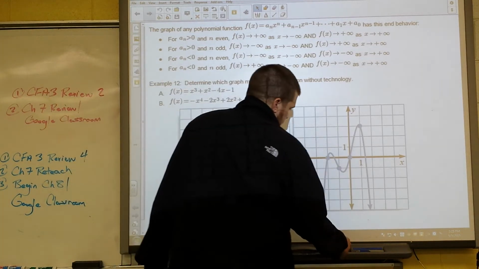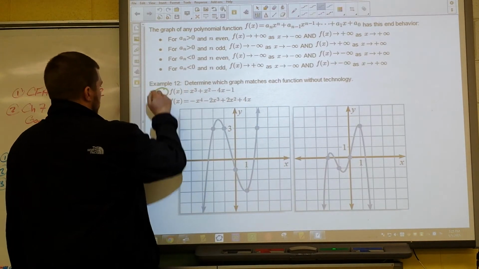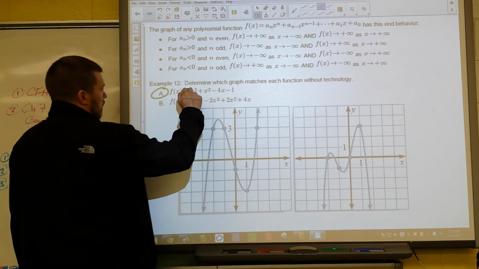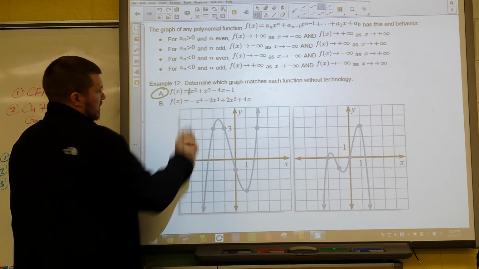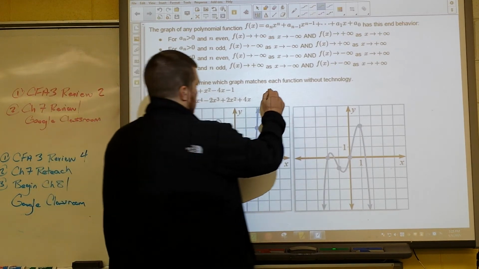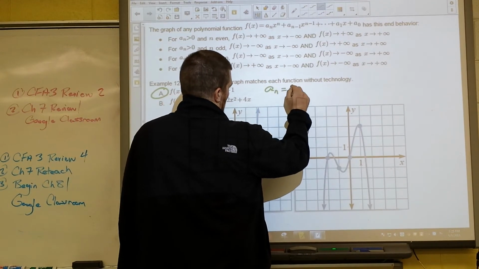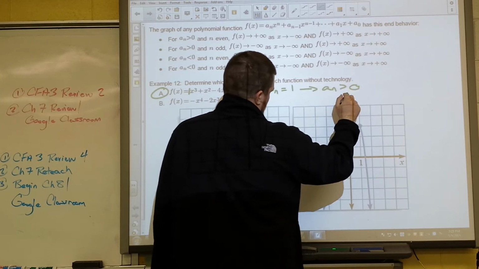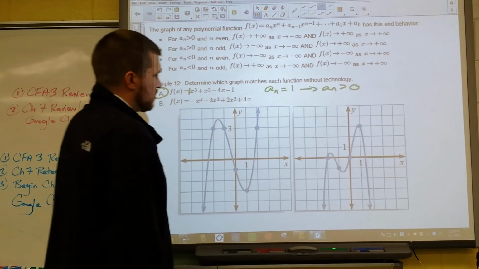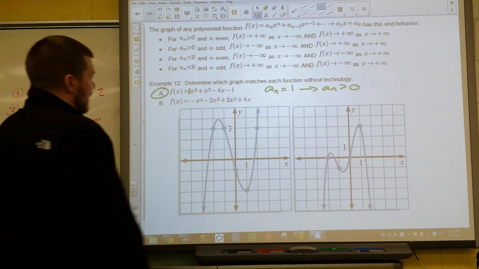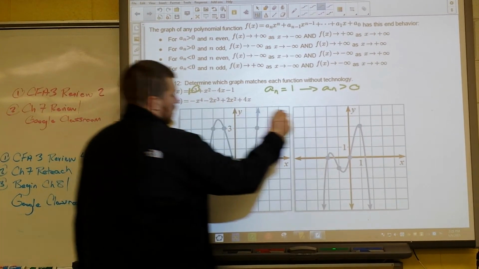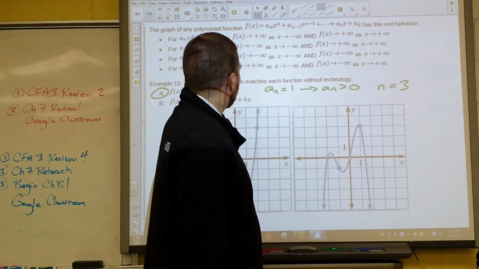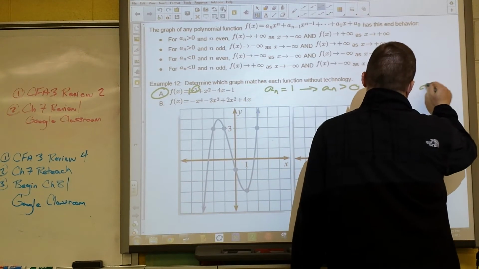So first off, I'm going to do this one in green. We want to first figure out what a sub n is. Well, a sub n is our number in front of our highest power of x. So here, a sub n is 1, and obviously that means a sub n is positive, so a sub n is greater than 0. And our highest power, n, is 3. Okay, well, 3 is odd.